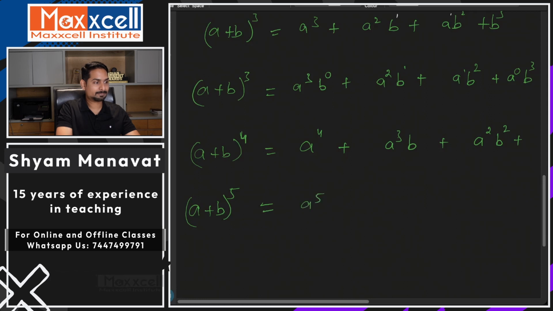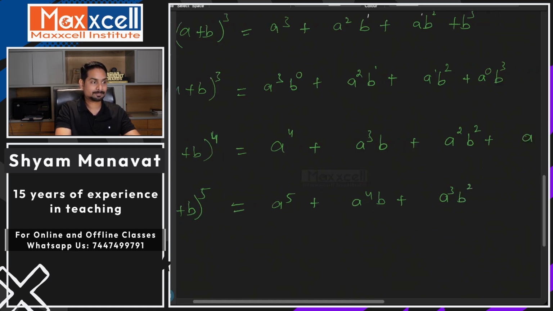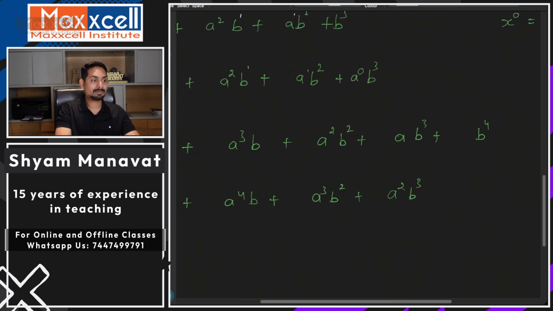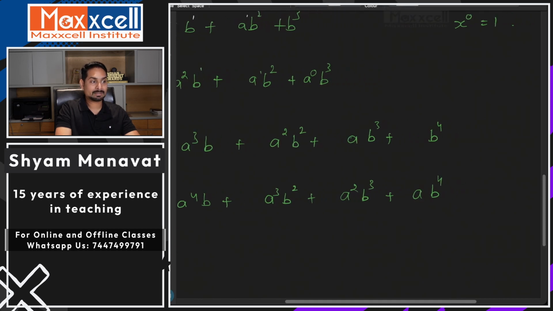a to the power 5 plus a^4 b. Reduce a by 1, so a cube, b increased by 1, b square. Then a square, b cube, with a's power reduced by 1 and b's power increased by 1. Then a b to the power 4, and finally a's power becomes 0 and b's power increased by 1 becomes 5.